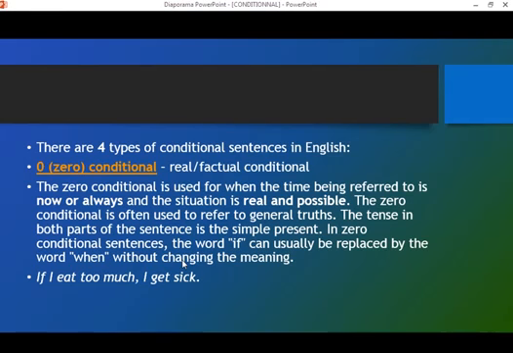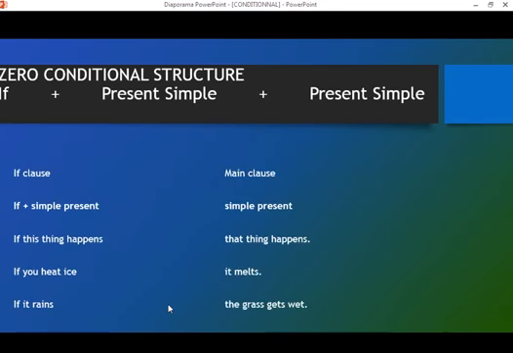In zero conditional sentences, the word if can usually be replaced by the word when without changing the meaning, of course. For example, if I eat too much, I get sick. Here we have simple present, and in the result also simple present. We move now to the structure. The structure of zero conditional: if plus present simple plus present simple.